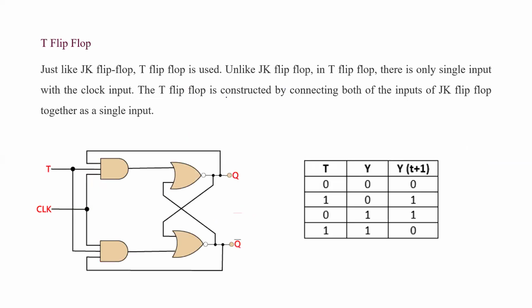Okay, so next one, T flip-flop. T flip-flop is just like a JK flip-flop. This is the T flip-flop. There is only one single input along with the clock input. So the T flip-flop is constructed by connecting both of the JK inputs together as a single input.